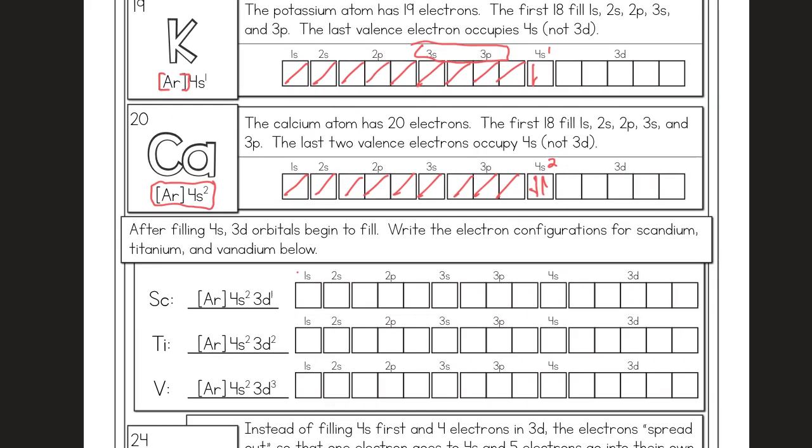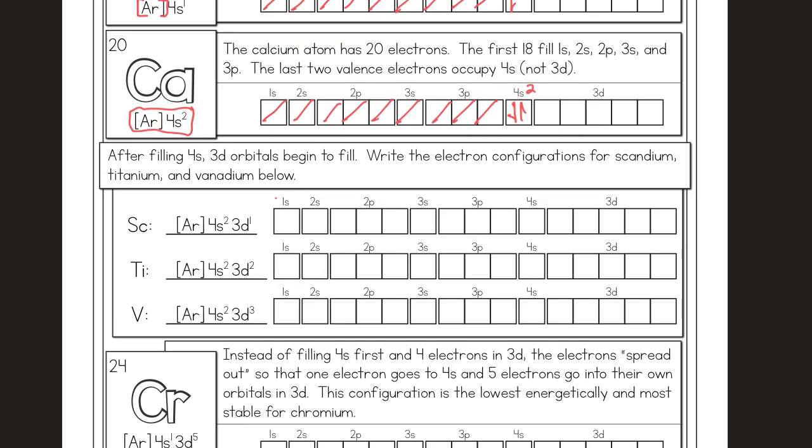So after you fill the 4s and 3d orbitals, things start to get a little bit wacky and a little weird. It doesn't always go in the order that you would expect. I'm going to stop here and not continue the video. As far as filling in these bigger ones, you can go ahead and do that for yourself. It's what we've done all along. But you won't be responsible for learning how to do elements that are over atomic number 20.